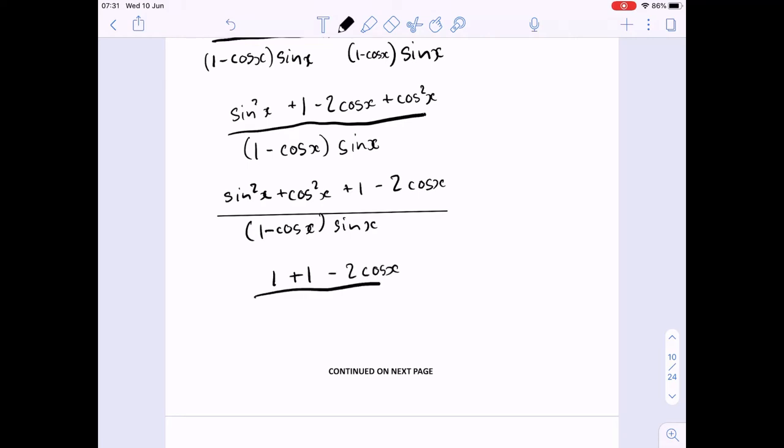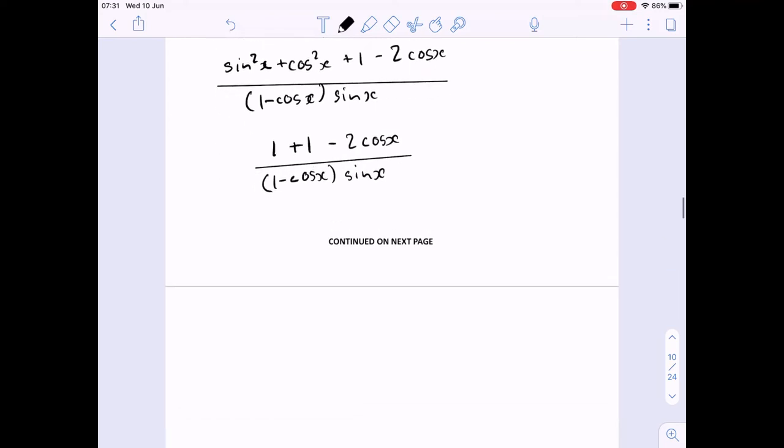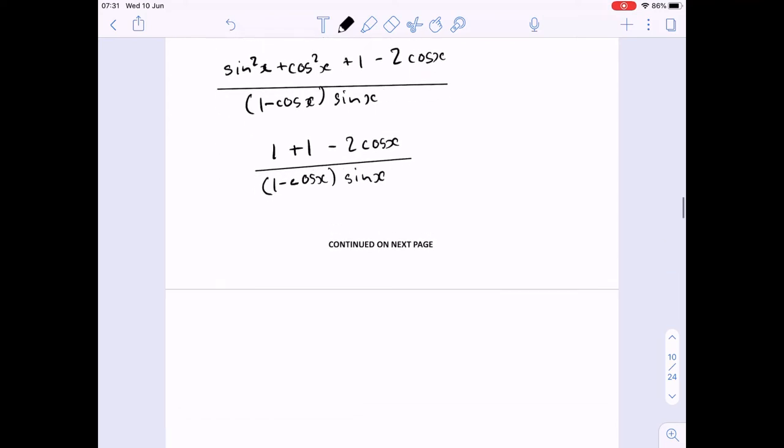You might feel that this is pointless writing it out over and over again, but this is what the questions are asking you to do. It's trying to explain what's going on. So baby steps. Okay, which is 2 minus 2 cos x over 1 minus cos x times sine x.